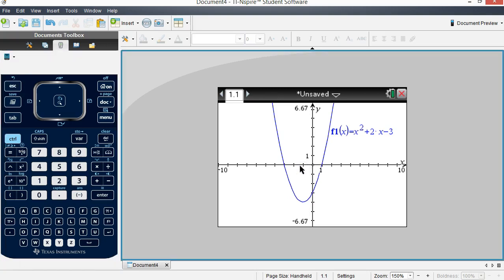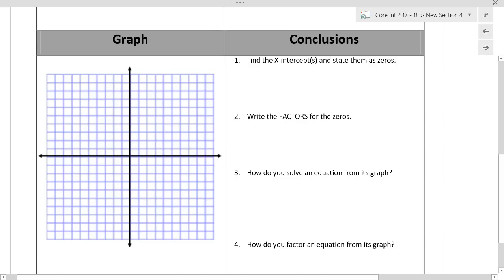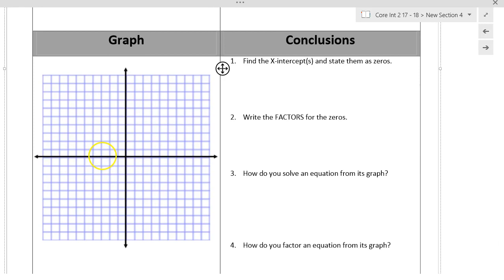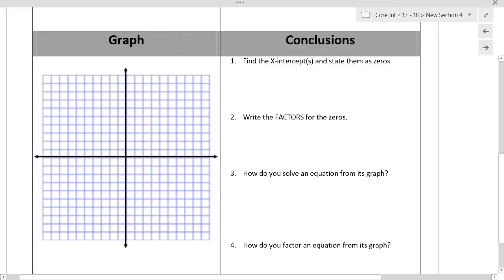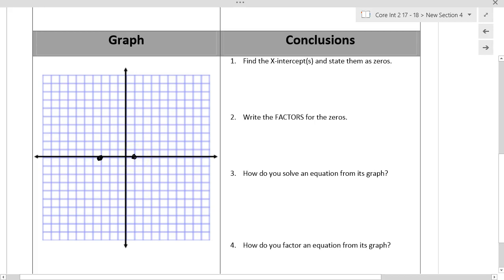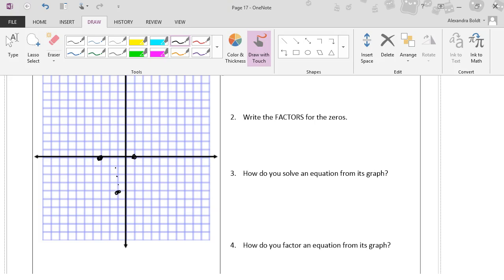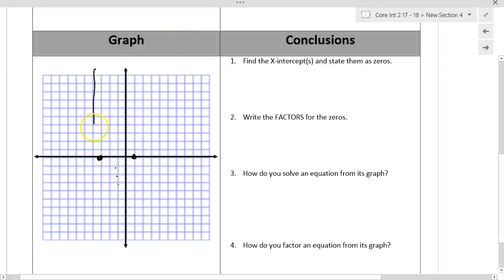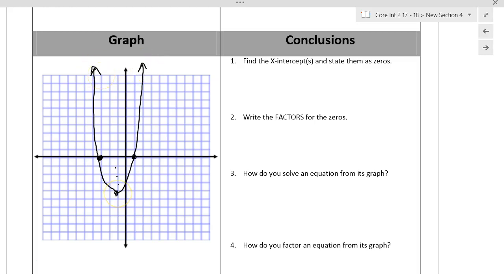My x-intercepts, 1, 0, and negative 3, 0. Okay? So I'm going to put those 3 points on my graph. It was negative 3, 0, 1, 0, and negative 1 down, 1, 2, 3, 4. Okay? So that's approximately what my graph looks like.